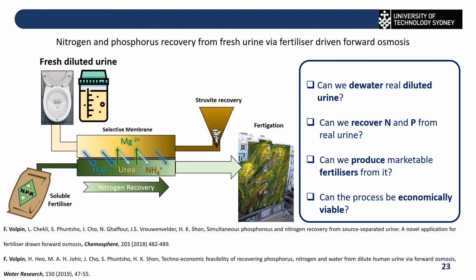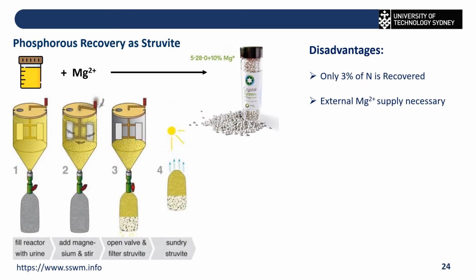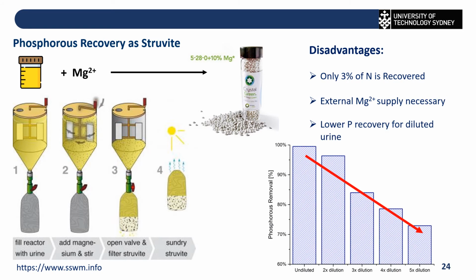diluted urine? And can we recover nitrogen and phosphorus from real urine? Can we produce a marketable fertilizer from it? Can the process be economically viable? So in this study, first we look at phosphorus recovery as struvite from the urine, combined with magnesium, we produce struvite, so that this can be applied for struvite phosphorus recovery.